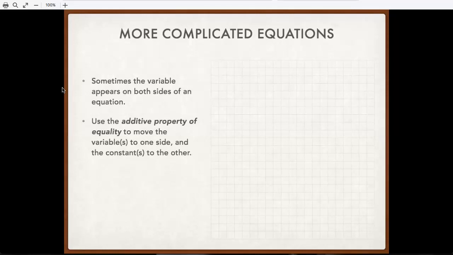Remember, the additive property of equality says that we can keep an equation balanced as long as we add the same thing to both sides. So with this equation, for example, 3x minus 4 equals 5x plus 7, I want to move my variables, 3x and 5x, so that they're on the same side. I like to put mine on the left side of the equation, but you can go either way.